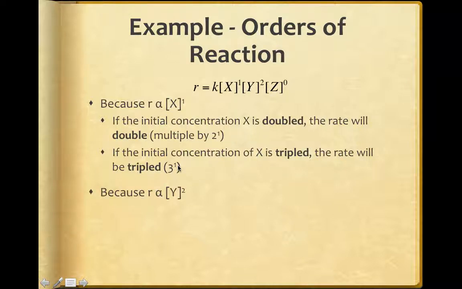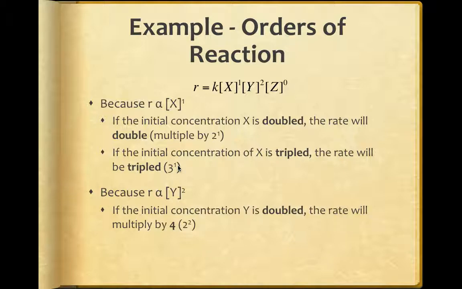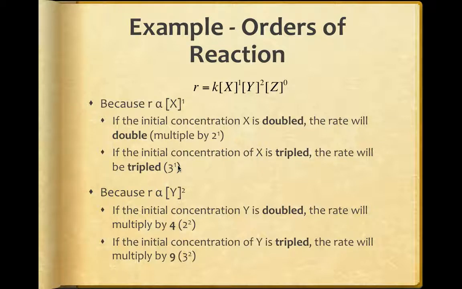Similarly, for Y, because the rate of the reaction is to the order 2 for Y, if we double the initial concentration of Y, the reaction rate will multiply by 4, or it'll quadruple, because we're multiplying it by 2 to the 2, because the order is 2, which gives us a multiplying factor of 4. If the initial concentration of Y is tripled, then the rate of the reaction will multiply by 9, because it's 3 to the power of 2.